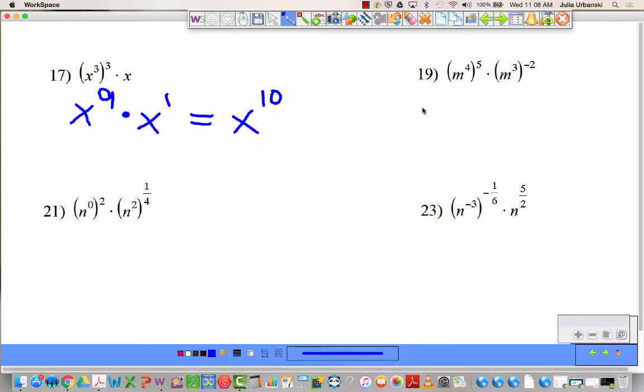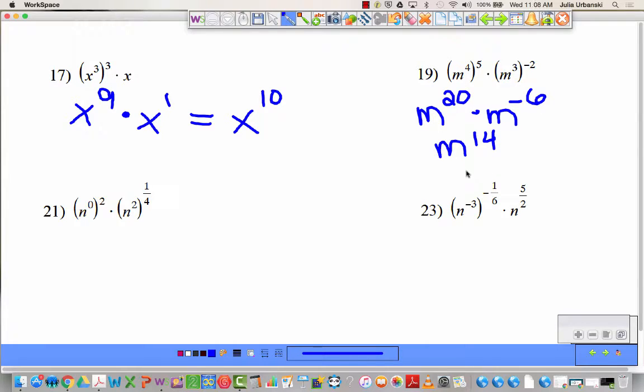19. m to the what? 9. Wait, Mr. Ramsey, if you're multiplying 9 times 1, anything times 1 is 9. Right? One second. Let me finish this and I'll go back to that. And then this is m to the what? Okay. Now what do we do right here? Because it's not a power raised to another power. They're side by side. That's when you add, because they're separate from each other. 20 minus 6 is 14.